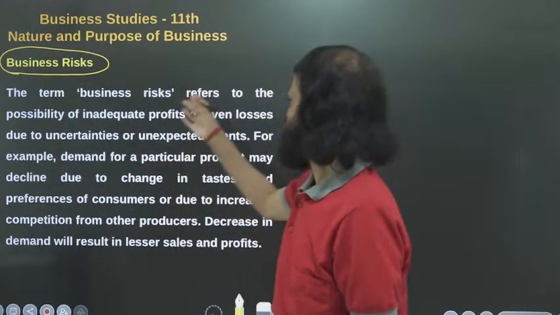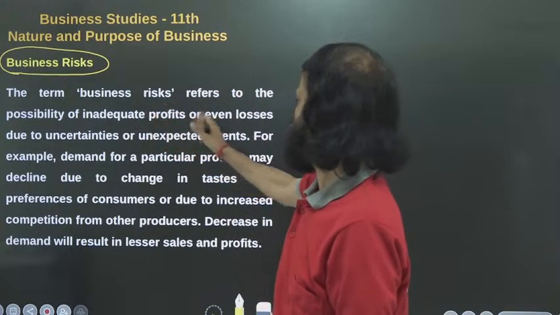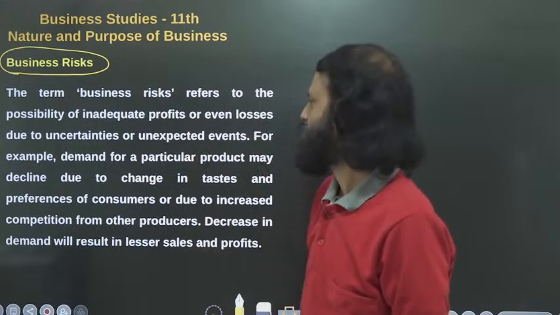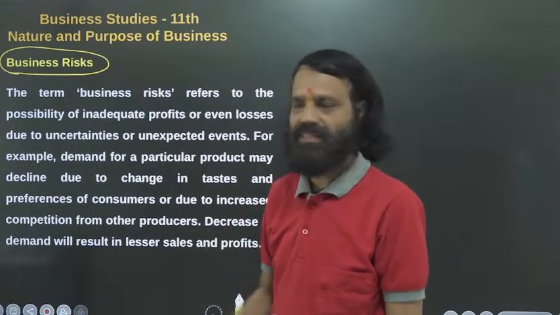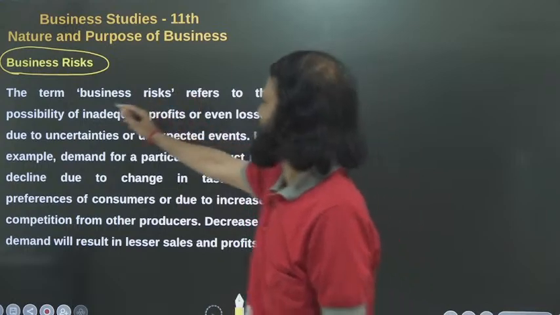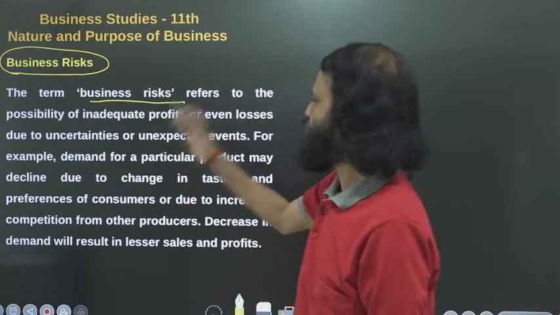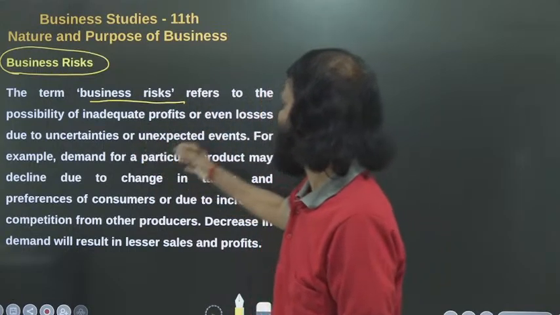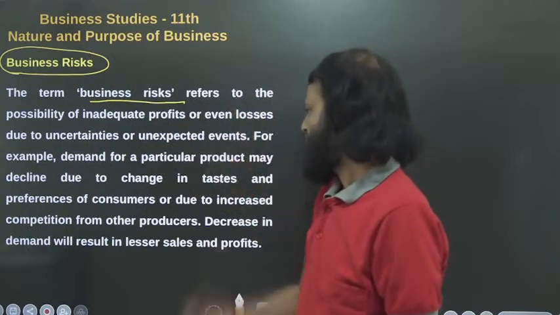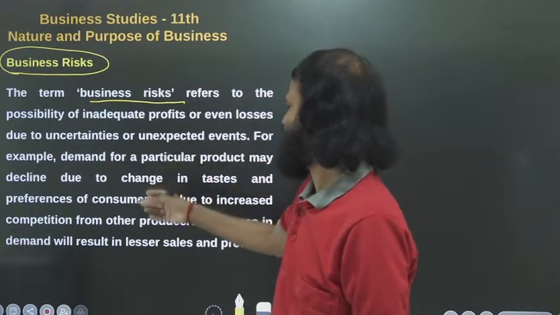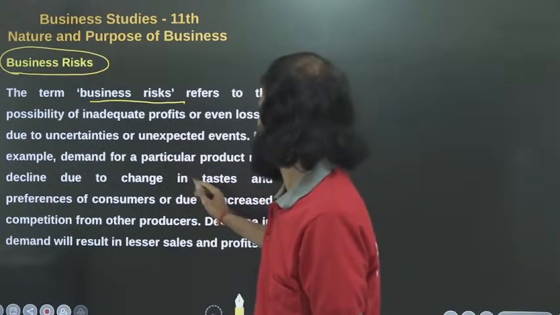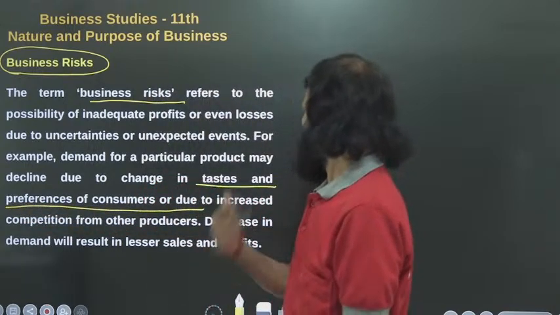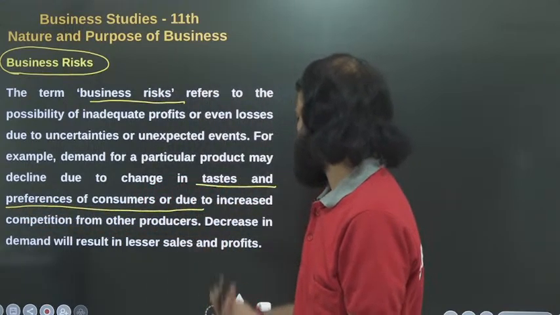The term business risk refers to the possibility of inadequate profits or even losses due to uncertainties or unexpected events. Of course, in every business there is a risk. For example, demand for a particular product may decline due to change in taste and preferences of consumers, or due to increased competition from other producers.